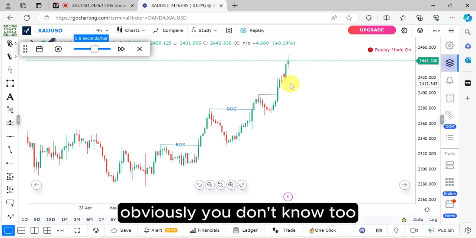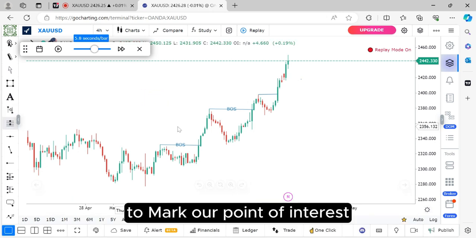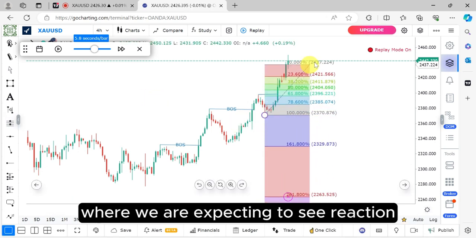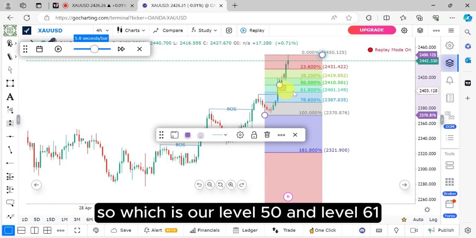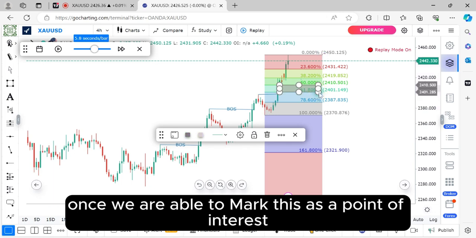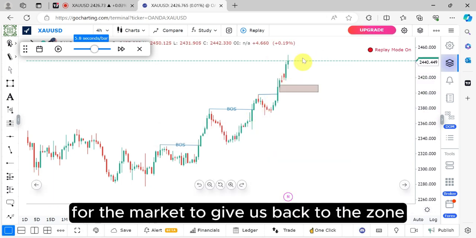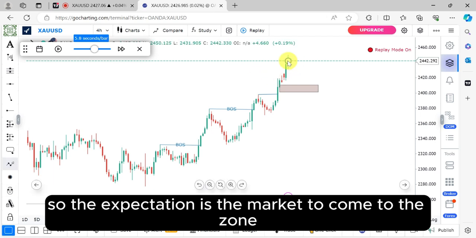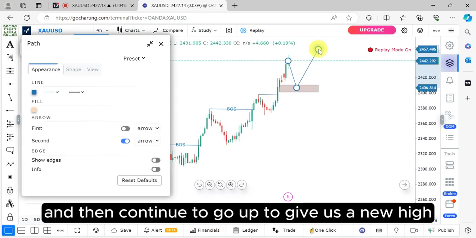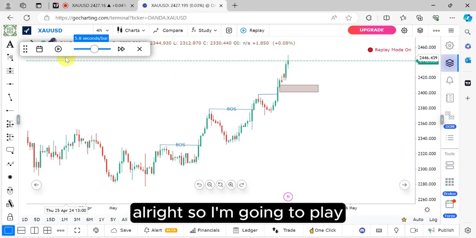Okay, obviously you don't know too, but what we need to do is to use the Fibonacci to mark our point of interest where we are expecting to see reaction at the point where we are expecting the market to reverse, which is our level 50 and level 61. So once you are able to mark this as a point of interest, what you are waiting for is for the market to reverse back to this zone and then pick your entry to the upside. So the expectation is the market should come to this zone and then continue to go up to give us a new high. Alright, so I'm going to play.